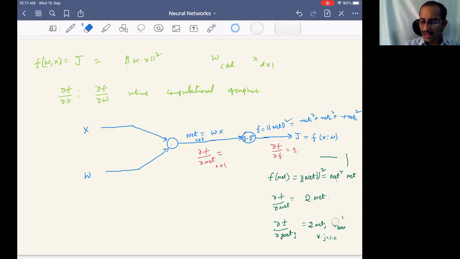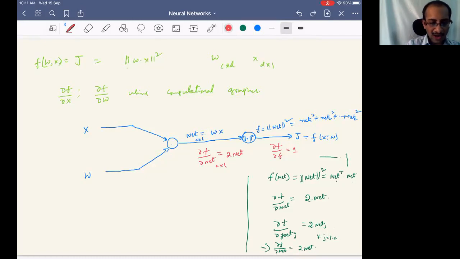You can do either way, but you can also cross check by doing one way and then the other, and writing the result. Fine. So given all this, now we want to write this as 2 net. Now what we want, ∂f/∂x, let us get this first. So what should I write here? ∂net/∂x.